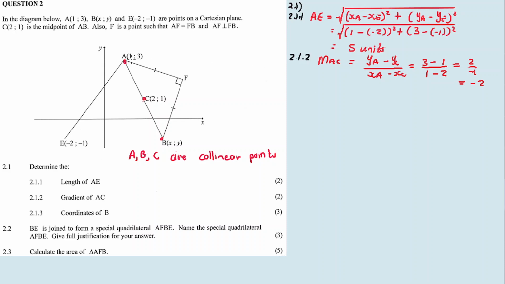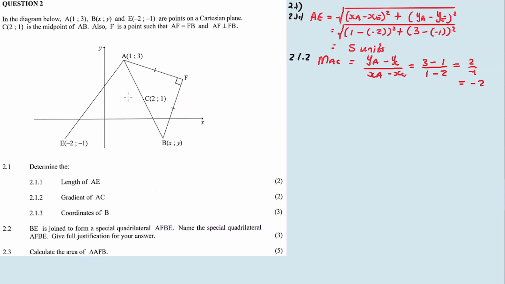So the interesting part about these points is that if you take A and C and calculate their gradient, or take A and B and calculate their gradient, or take C and B and calculate their gradient, the gradients will be the same because they are collinear points. Collinear points have the same gradients.